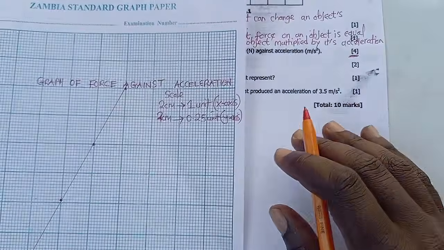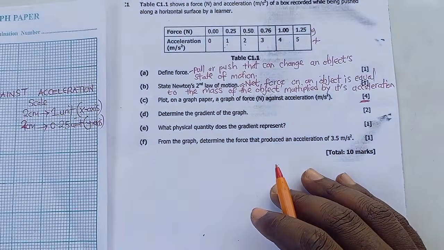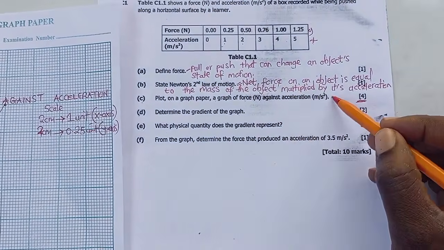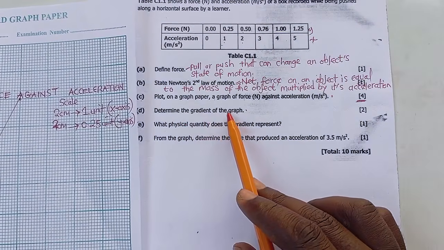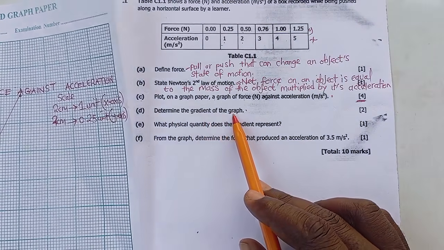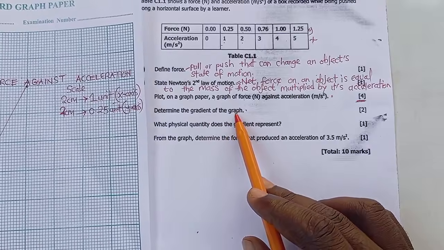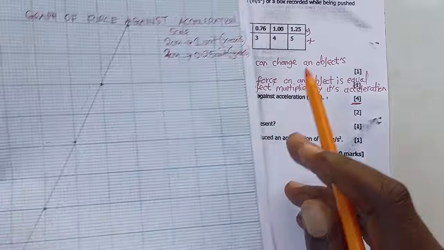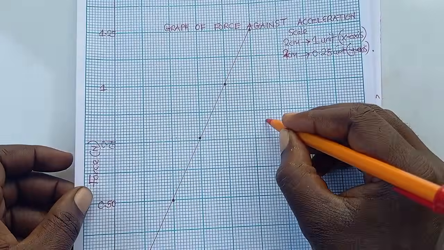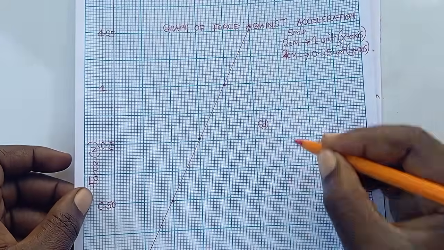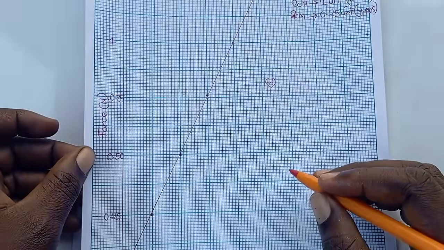I proceed now to the next question. So to the next question, here I'm done with this one. I move to this one. They are telling me to determine the gradient of the graph. How do we determine the gradient of the graph? This is D. So I can indicate here D. I want to find what? Gradient. How do you find the gradient?